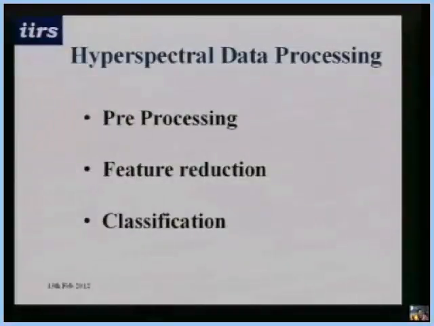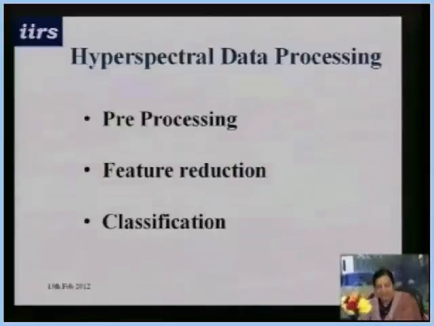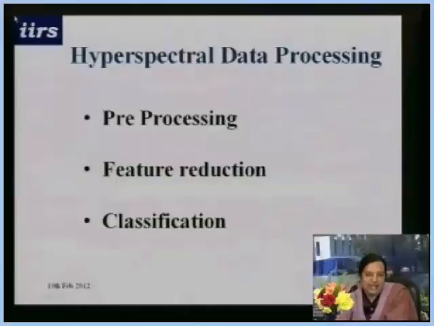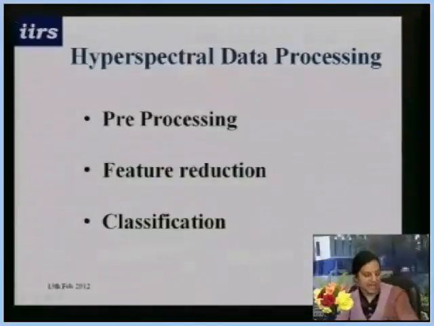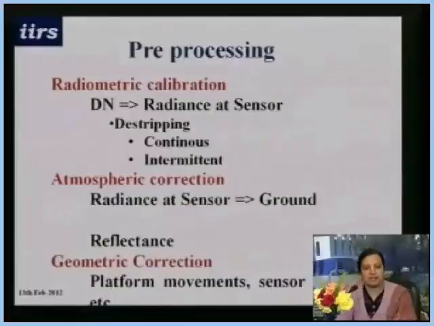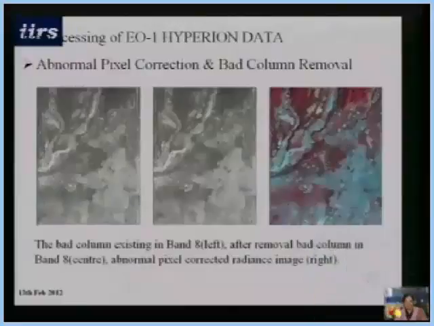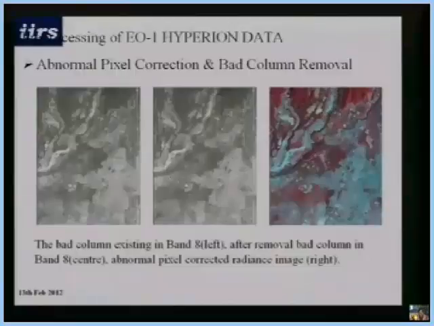Now, since hyperspectral remote sensing data is of different characteristics, the kind of processing required is also different from your multispectral remote sensing. So we can categorize it into three categories: pre-processing, feature reduction, and classification. Pre-processing primarily includes radiometric calibration, and as I said, atmospheric correction and geometric correction are required. Now, this is an example of the Hyperion sensor, but in general the hyperspectral datasets may have a few artifacts in terms of bad pixels and bad columns, which need to be corrected before further processing.